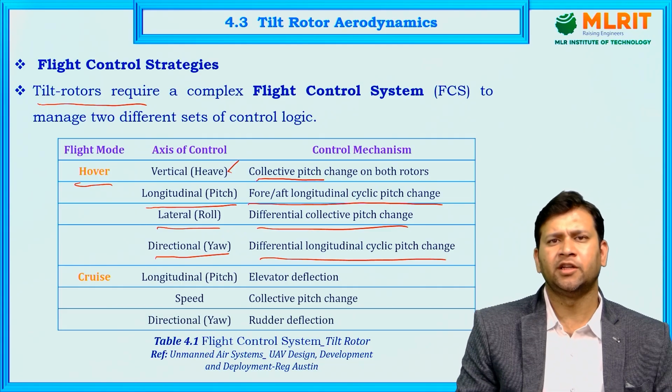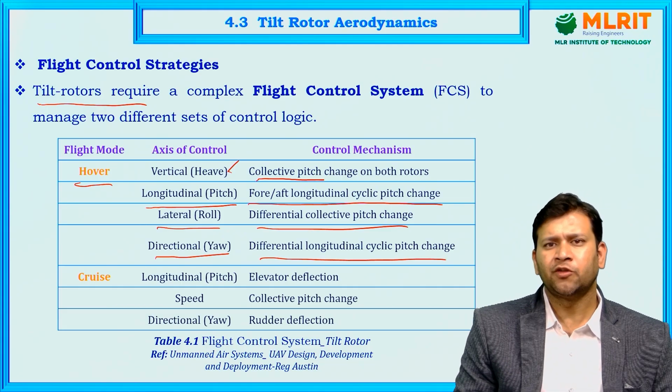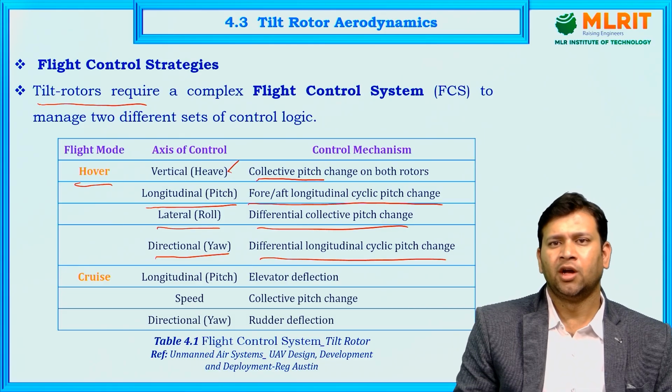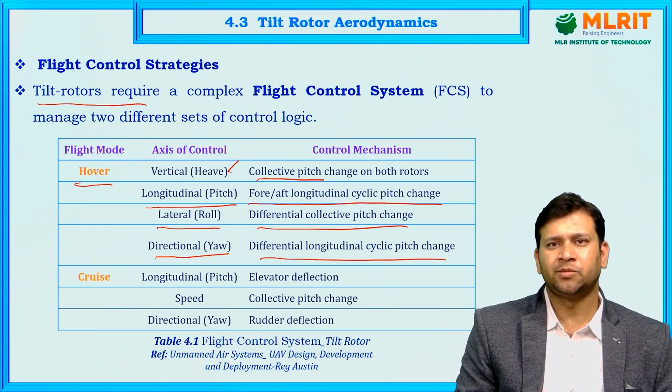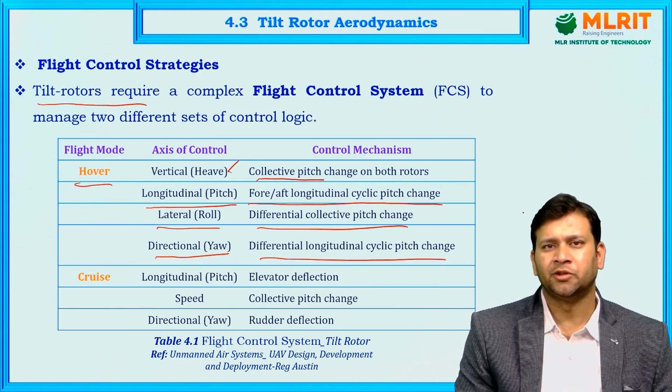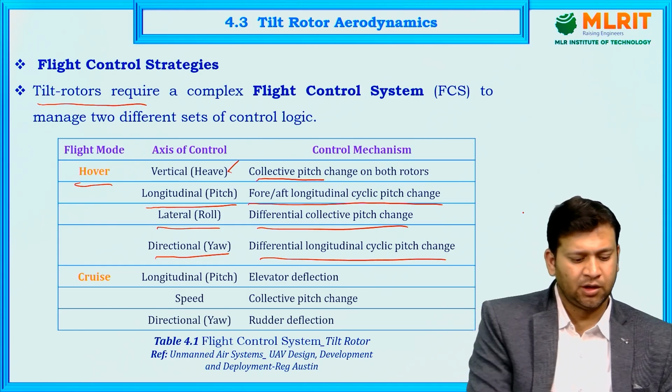It's the same mechanism, but the use of the mechanism is in a different way. We use differential collective pitch for roll, differential longitudinal cyclic pitch change for yaw, fore and aft longitudinal cyclic pitch for longitudinal pitch, and then collective pitch is used on both rotors to ensure that it vertically climbs up and comes down. So it uses the same principle that we have in helicopters, collective pitch and cyclic pitch.